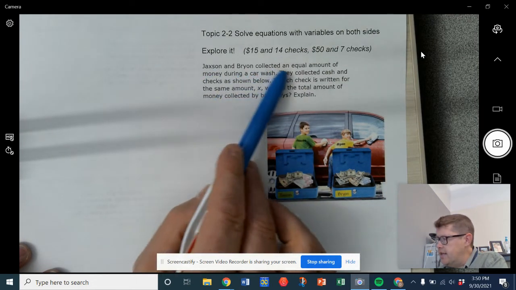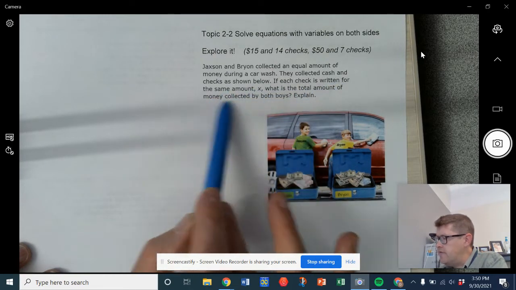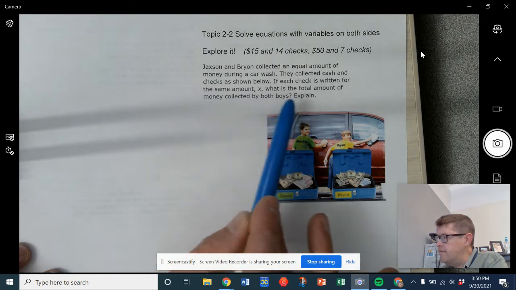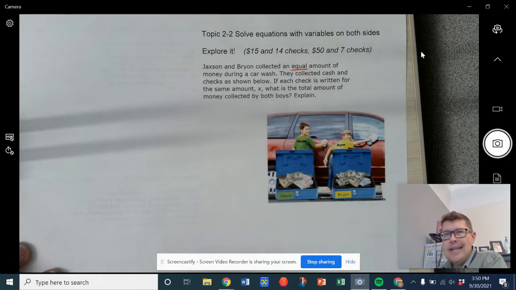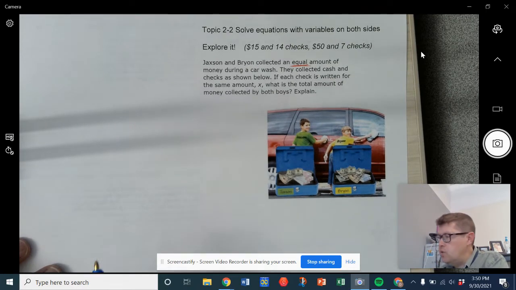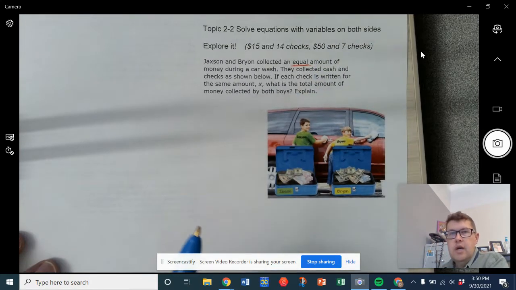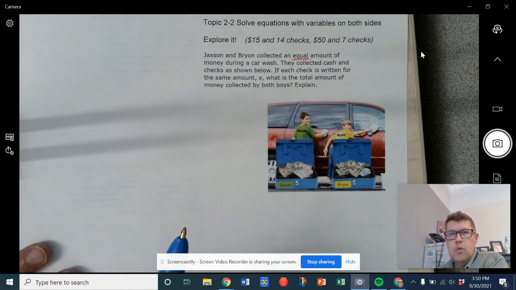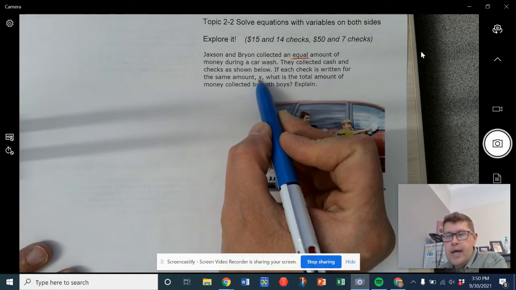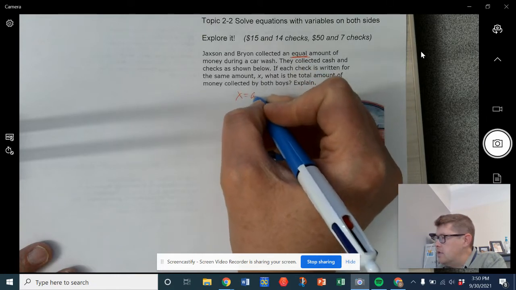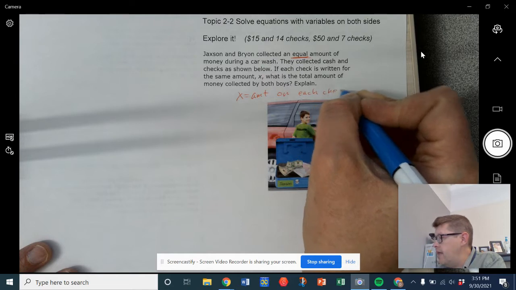Jackson and Brian collected an equal amount of money during a car wash. They collected cash and checks as shown below. If each check is written for the same amount, X, what is the total amount of money collected by both boys? Explain. The key here is that they collected an equal amount of money, so we can take their amounts and set them equal to each other and then solve. What we need to figure out is what the checks are written for. X is equal to the amount on each check, because it's the same. It says that specifically.